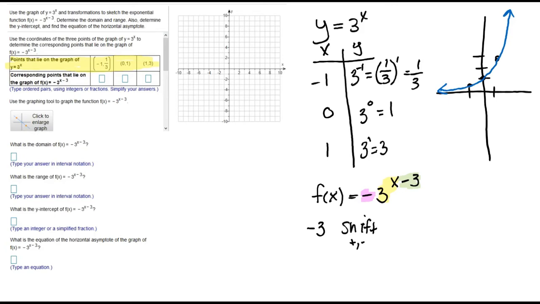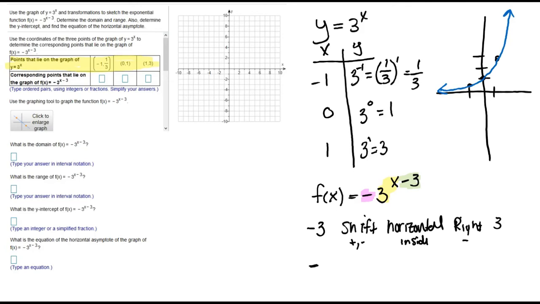Now that minus 3 is inside the exponent. So because it's inside the exponent, I know it's a horizontal shift. Then I know that it's going to go to the right because it's a minus. It's going to go right 3 units. So that minus 3 is going to shift all the points to the right 3 units.